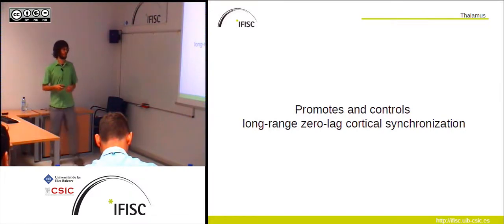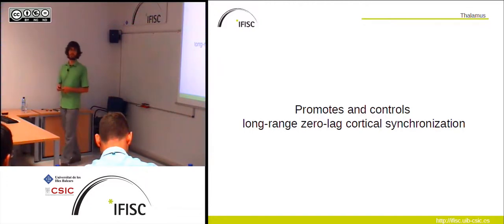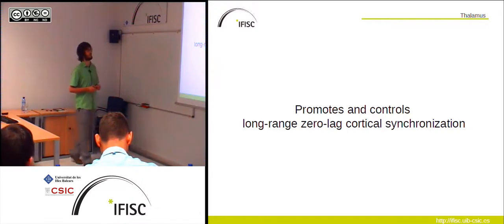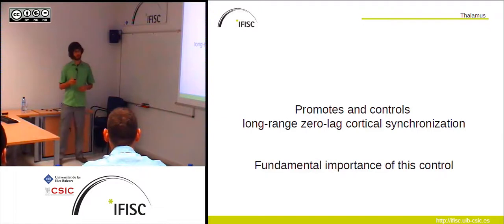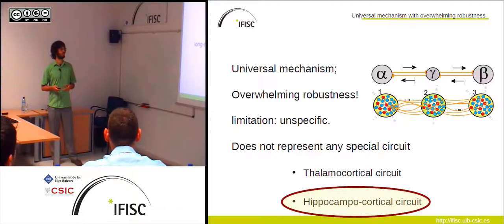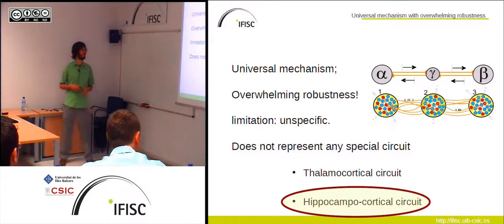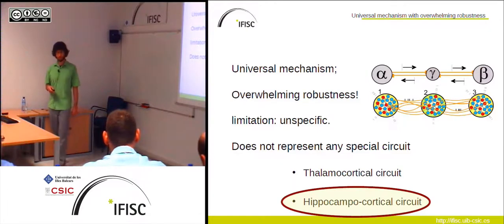And it's also important to show this control, because excess of synchronization is a pattern shown in abnormal brain activity. So it's important to promote, but it's also important to control to avoid excess of synchronization. So we return to the same idea of extending the general dynamical relay to other circuits.